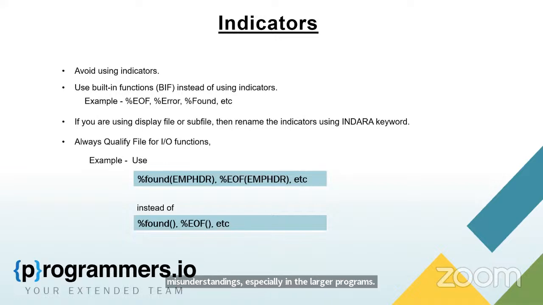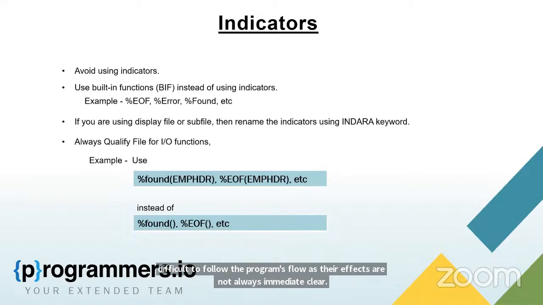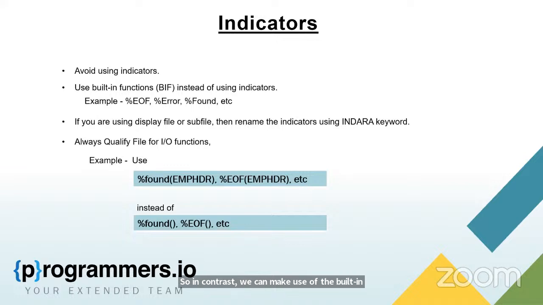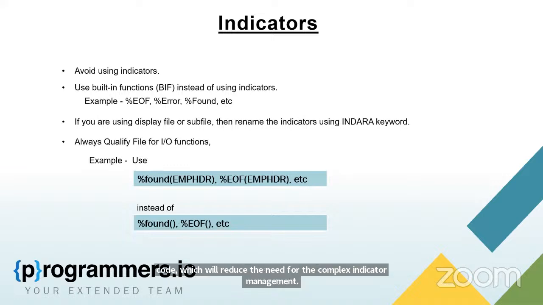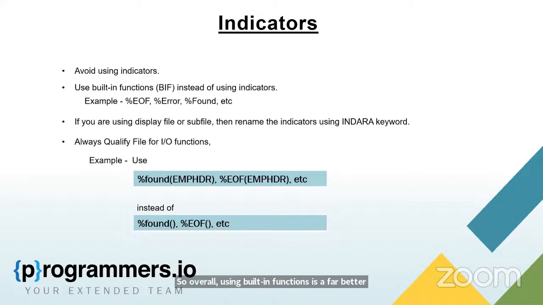Relying on indicators can make it difficult to follow the program's flow, as their effects are not always immediately clear. In contrast, we can make use of built-in functions, which provide a clearer, more explicit way to handle the logic and calculations. It enhances code readability and maintainability by clearly showing the intent of the code, which will reduce the need for complex indicator management. Overall, using built-in functions is a far better practice in modern RPGLE programming, which makes the code cleaner and easier to work with. I have prepared one example for the same.